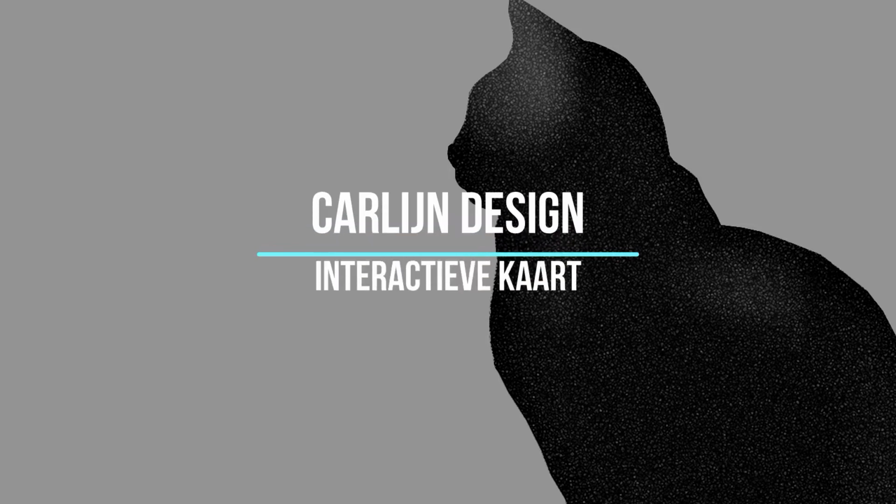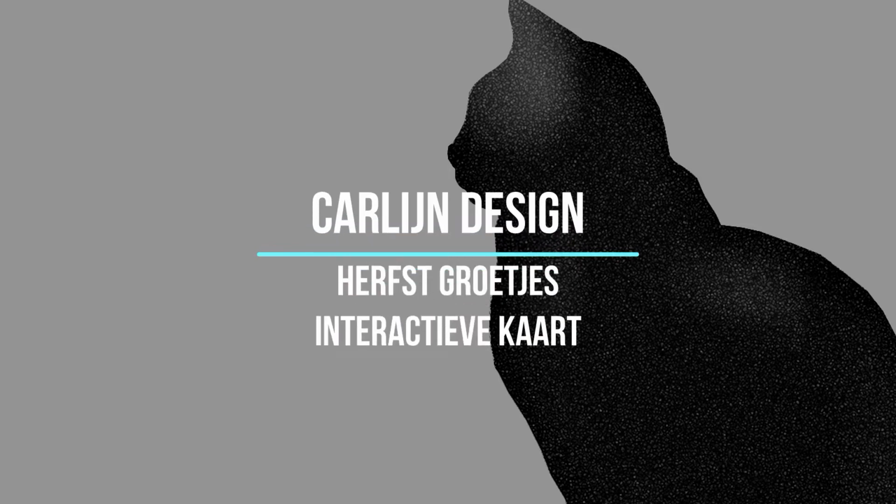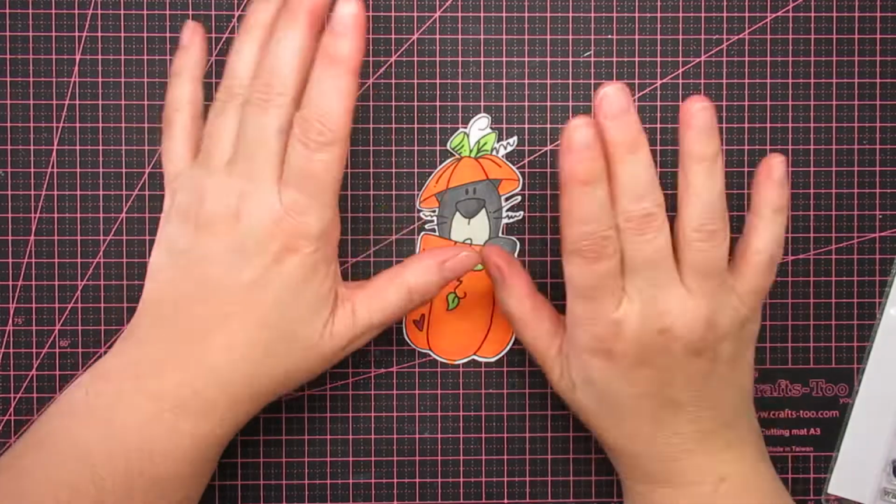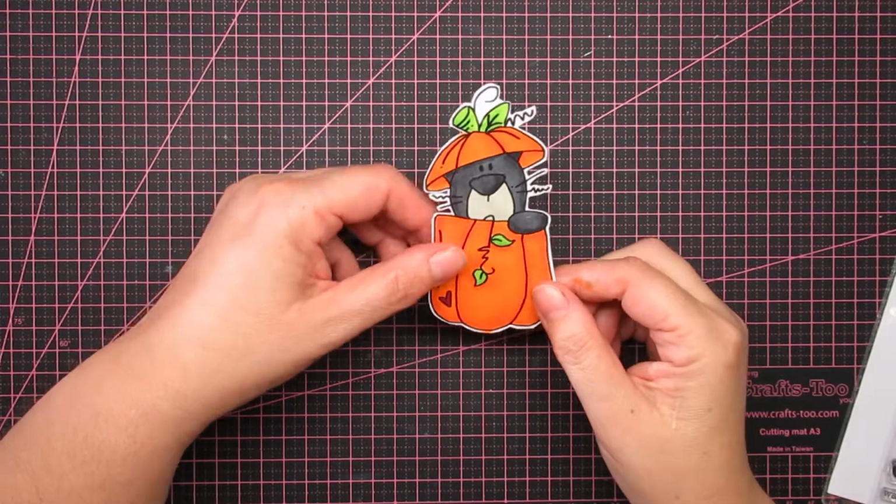Hi guys, it's Micah. Today I'm back for Carline Design with an autumnal card, an interactive card. I call it a dry shaker. Don't know if that's the proper term, but I just came up with it.